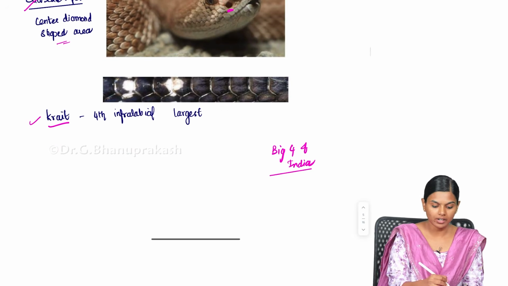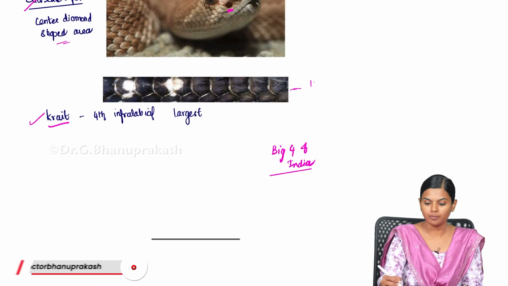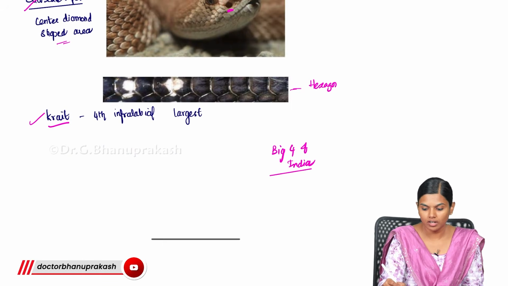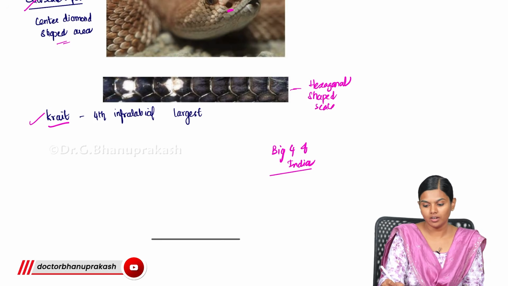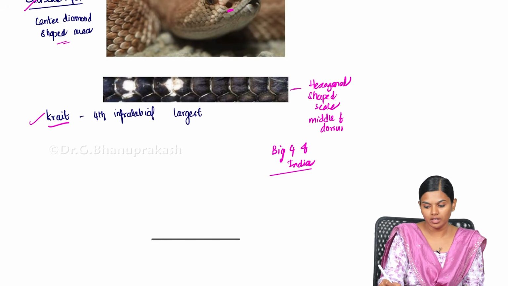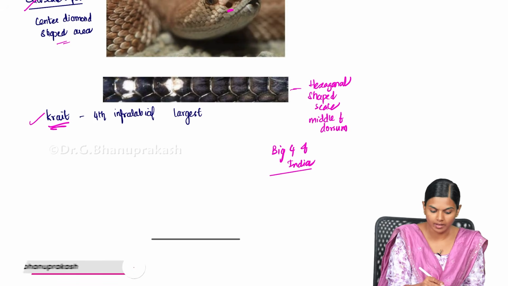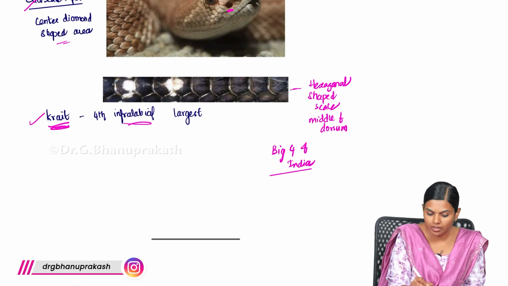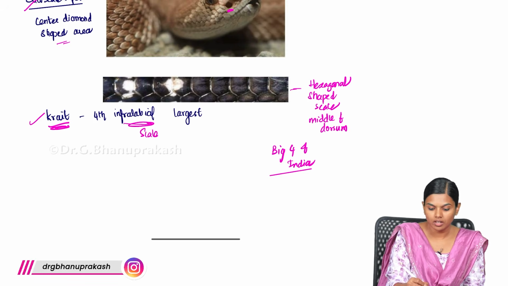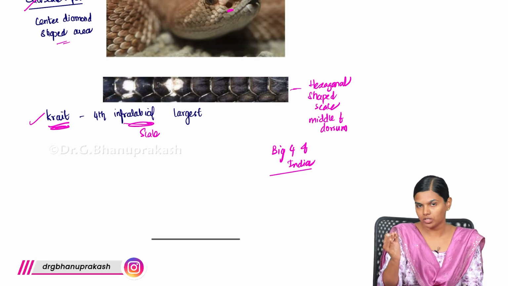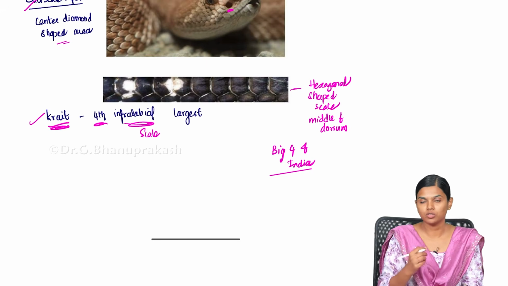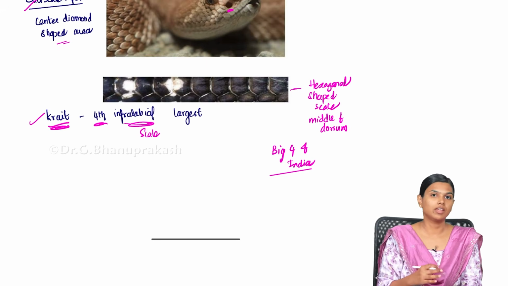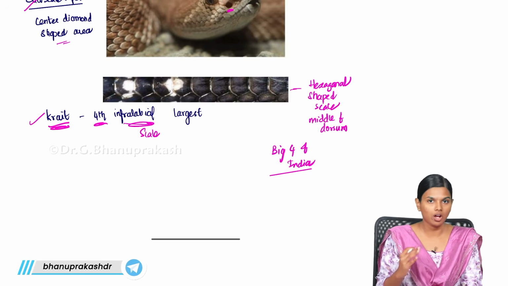And how will you identify Krait is that over their back they will have hexagonal shaped scales in their dorsum. In the middle of the dorsum you will be seeing these hexagonal shaped scales, and they will also have the infralabial scale largest. In cobra, the third supralabial was largest. Here in Krait, the fourth infralabial will be largest. So this is how you differentiate whether the snake is a viper or cobra or Krait.